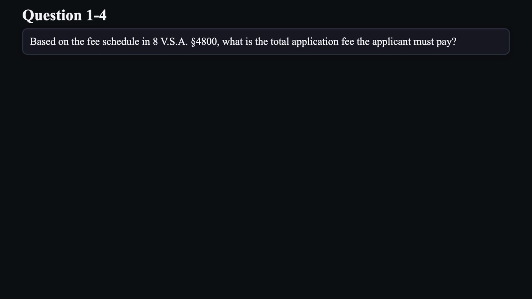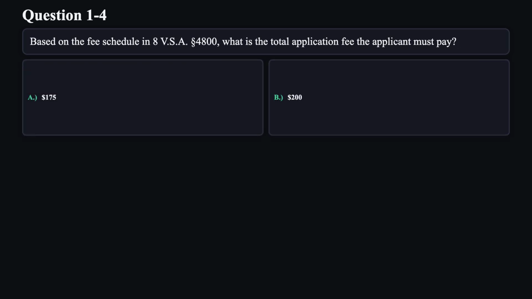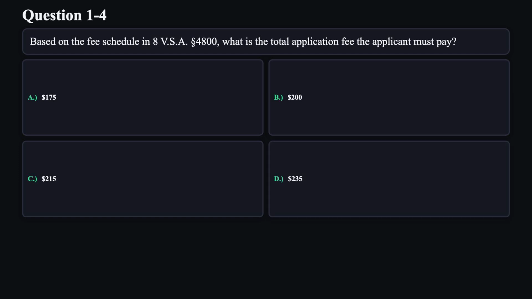Based on the fee schedule in 8 VSA Section 4800, what is the total application fee the applicant must pay? A. $175. B. $200. C. $215. D. $235.